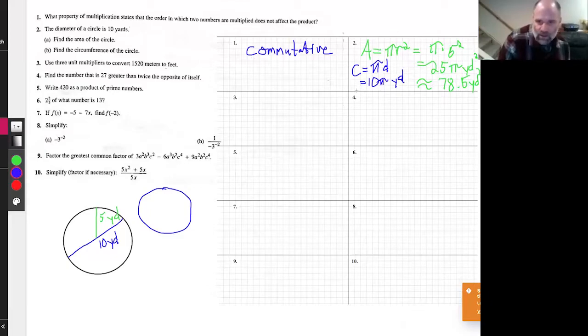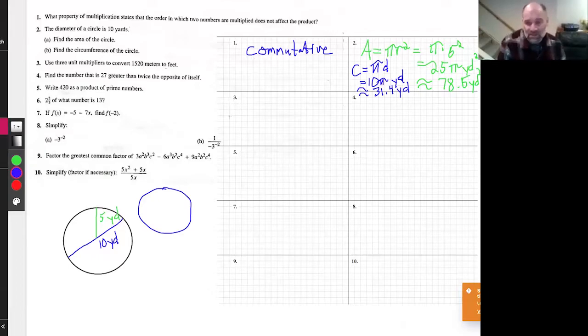Okay, or if you wanted to multiply by 3.14, that's easy. Just move the decimal, 31.4-ish yards. And there it is. Everybody good with number two? Okay. All right, so number three, use unit multipliers to convert 1,520 meters to feet.